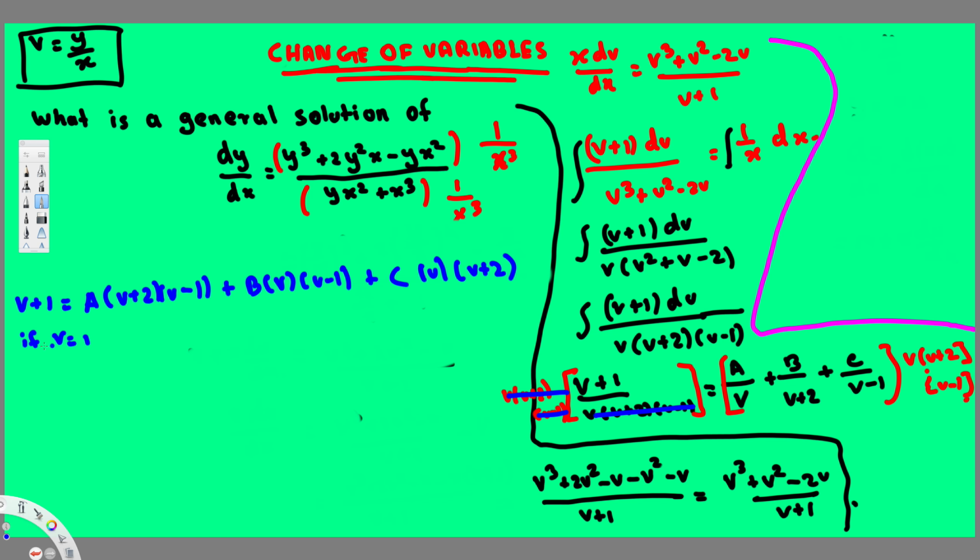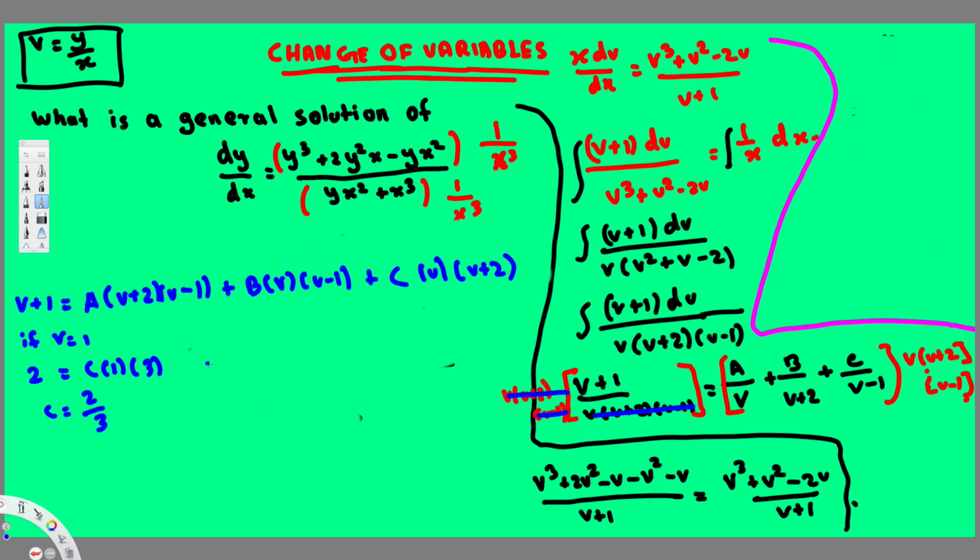If v is equal to 1, this side is going to be 1 plus 1, 2, and this whole thing will become 0 because 1 minus 1 is 0. This will remain. So this is going to be c times 1 times 3. So that's going to be 3c is equal to 2. Therefore c is going to be equal to 2 by 3, right? So we found c. Now we have to find a and b.